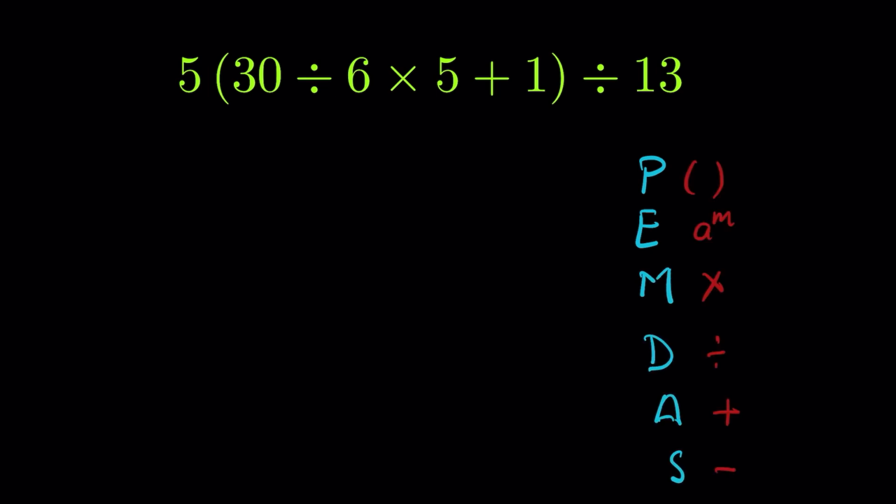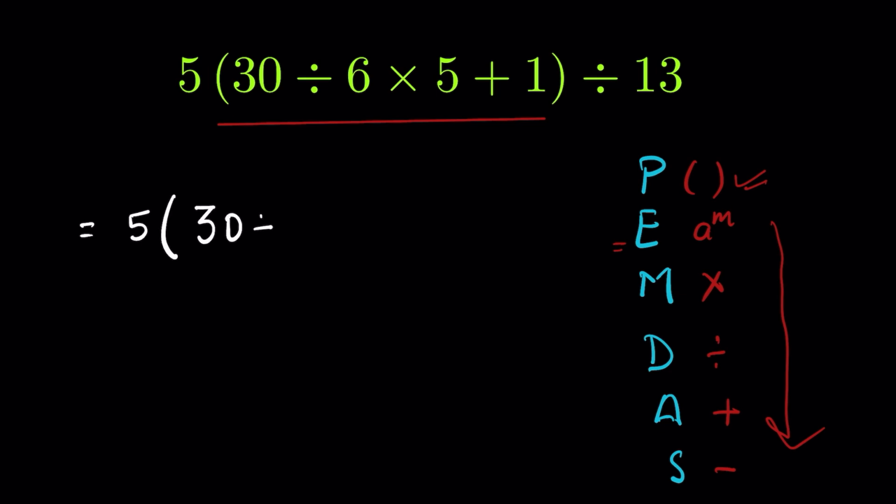Now here, first we will solve the parenthesis. Always remember that within parenthesis also we have to follow this order of operation. So as per this order of operation, after parenthesis we have exponent. There is no exponent, so we'll do multiplication. So 5, then 30 divided 6 times 5 is 30, then plus 1, then divided by 13.